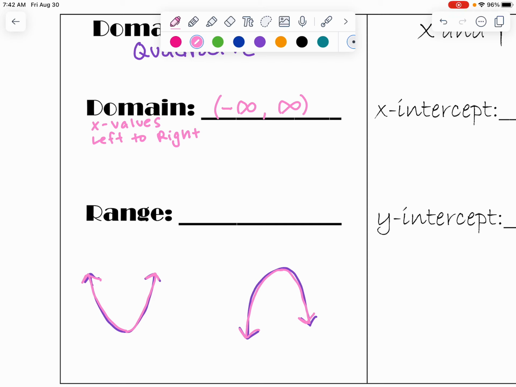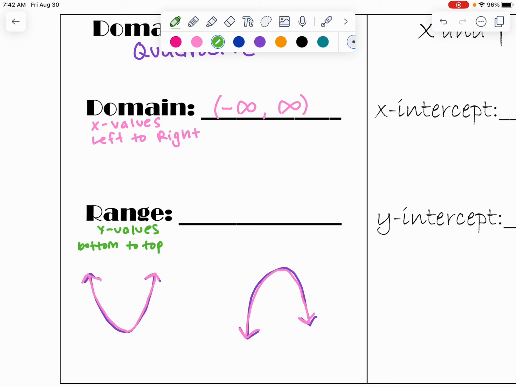Now range is the y values. This is from bottom to top. And we always write it from bottom to top. We always go from low to high. Well, the range is a little bit less consistent because these two different shapes are going to have two different ranges.